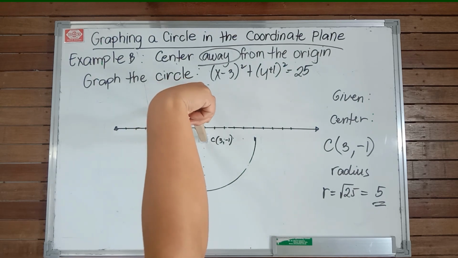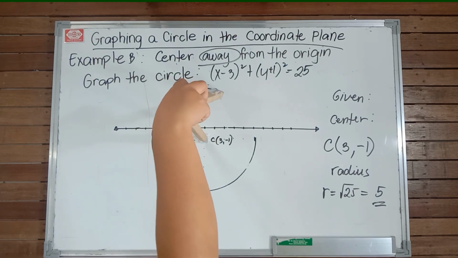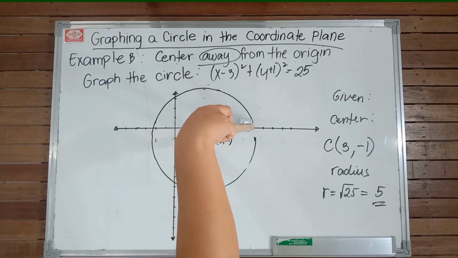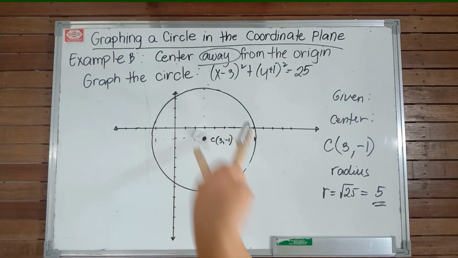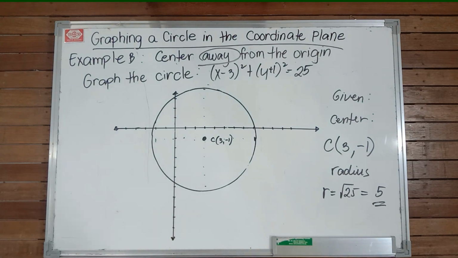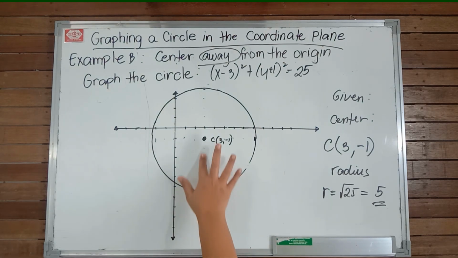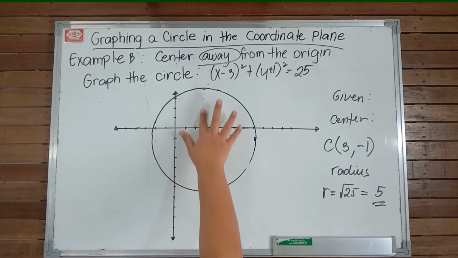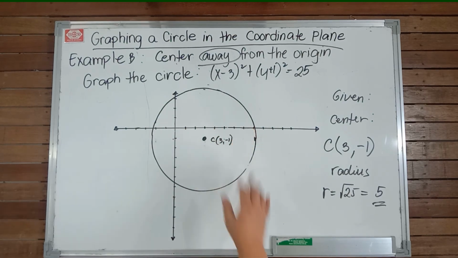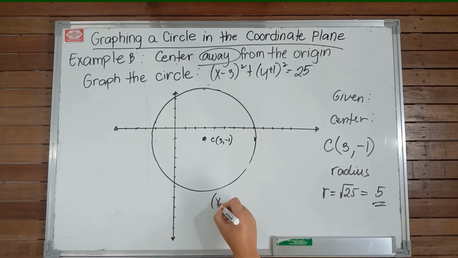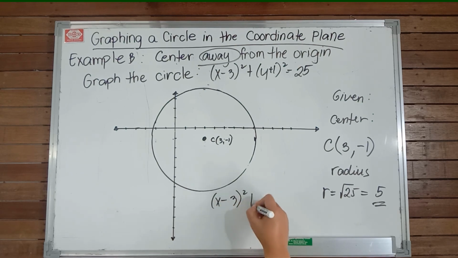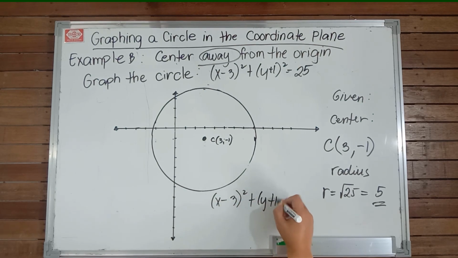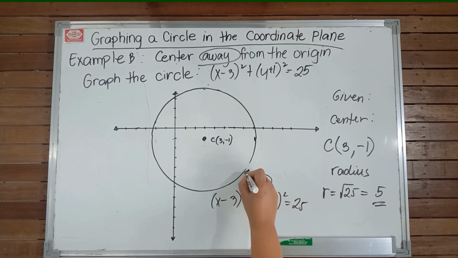So I suggest that you have to use a graphing paper in graphing plus a compass in graphing. Kasi talagang hindi accurate kung ibang paper ang gagamitin mo. So makikita mo talaga yung circle tsaka yung mga units na tama kung sa graphing paper mag-graph. So our graph is that circle.